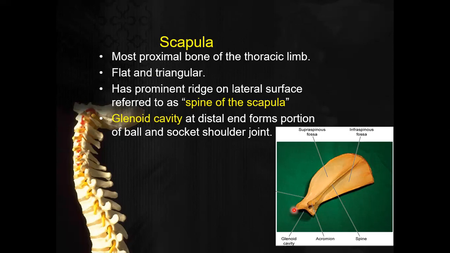So here I have a bovine humerus. The head fits right there. And this is called the glenoid cavity.